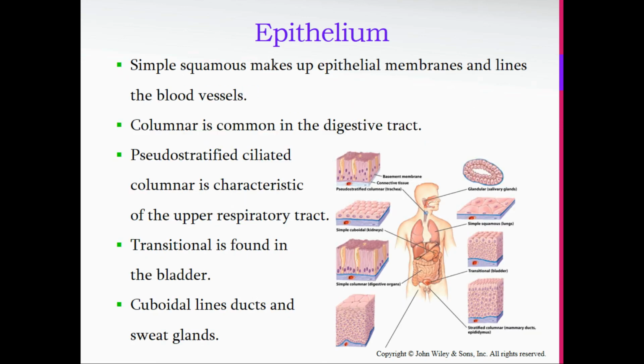So here are some more examples. I was just saying simple squamous makes up epithelial membrane and lines blood vessels. Columnar is common in the digestive tract. Pseudostratified ciliated columnar is characteristic of the upper respiratory tract. It made me happy, I got to say it again. Transitional is found in the bladder, and cuboidal cells line ducts and sweat glands.